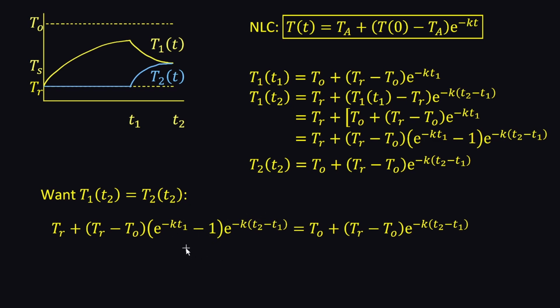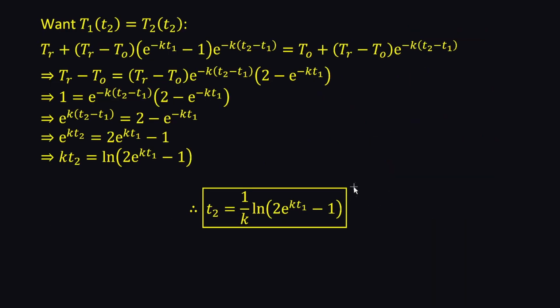We can then simplify the expression to get a relationship between the time t2 and the time t1. The algebra is straightforward. And after some manipulation, we get t2 equals 1 over k times the natural log of 2 times e to the k t1 minus 1. This gives us a relationship between t1 and t2. However, we haven't used one piece of information yet. That is, the common temperature at time t2 is equal to the serving temperature Ts.